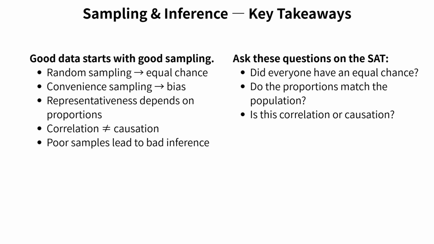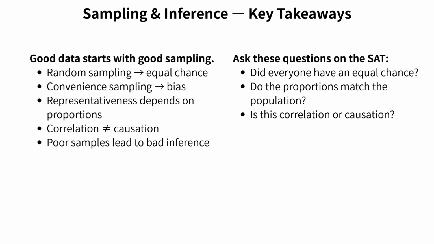Second, convenience sampling selects people simply because they are easy to reach. This often creates bias, even if the sample size looks large. Third, representativeness depends on proportions, not size. A sample can be big and still biased if key groups are overrepresented or missing. Big does not mean representative. Fourth, correlation does not equal causation. A trend may look convincing, but it does not prove that one variable causes the other. And fifth, poor samples lead to bad inference, conclusions that seem reasonable, but are not reliable.